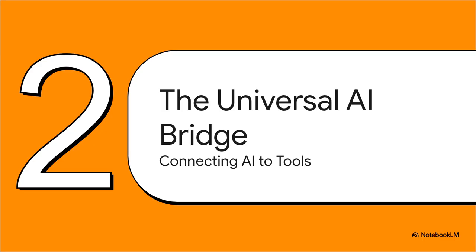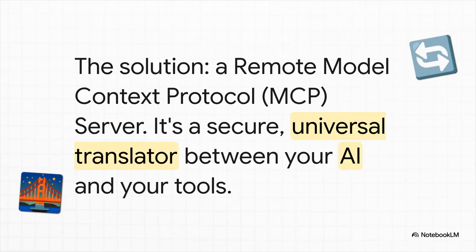The solution isn't about tearing down your security. It's about opening up a really smart, secure channel for communication. And the solution is something called a Remote Model Context Protocol Server, or MCP server. Yeah, I know, it's a mouthful, but don't let the name scare you. Just think of it like a universal translator. It lets the AI make requests in its language, and the server translates those into specific actions that your tools can understand and then carry out.